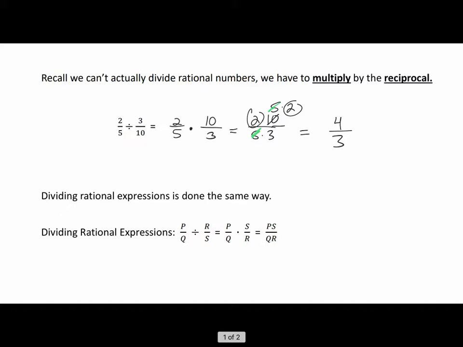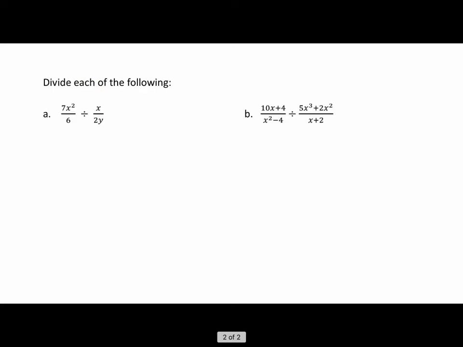So dividing rational expressions, for example, in general, P over Q divided by R over S is P over Q times S over R. So multiply the reciprocal and then just multiply across and divide to simplify. So let's divide these rational expressions here.